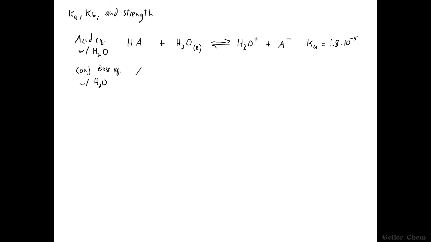Well, that A minus, that conjugate base, can also react with water once it's formed and act like a base. It will take a proton from the water, reforming HA and leaving behind hydroxide, which is what we would expect the base to ultimately produce. And its Kb value is currently a question mark.